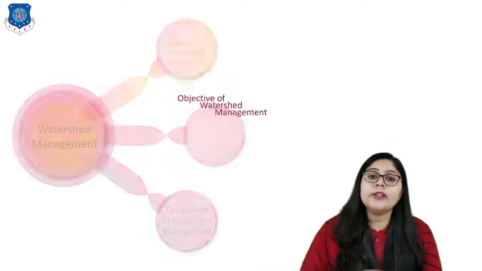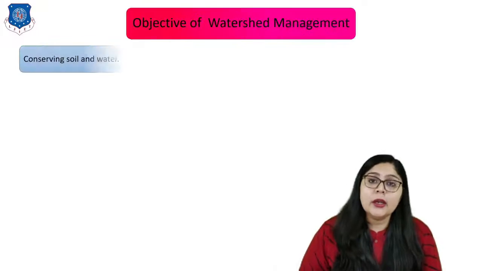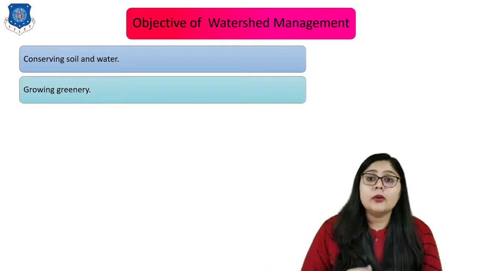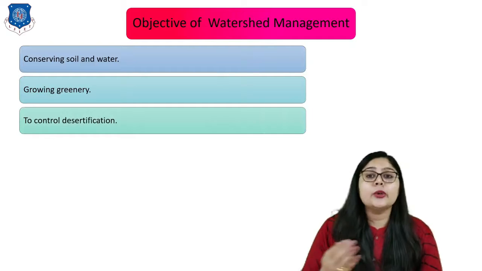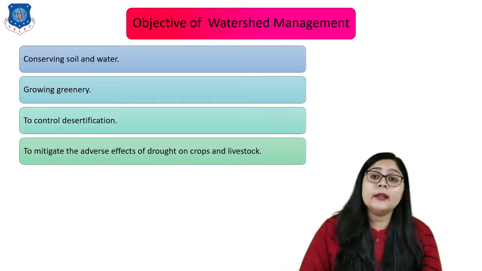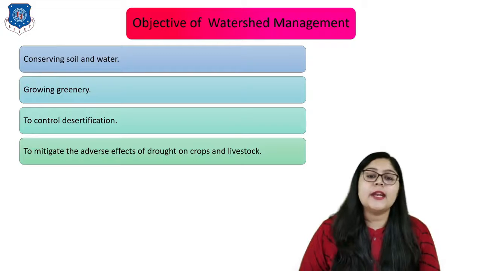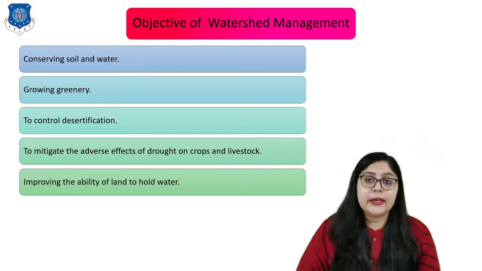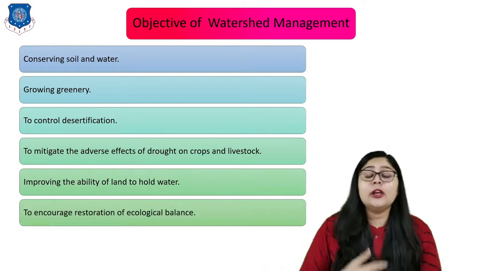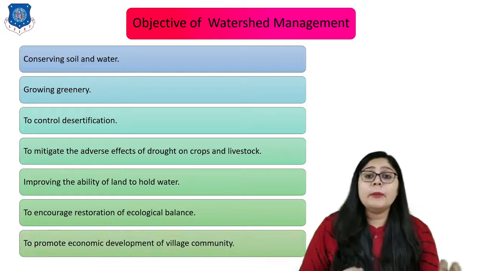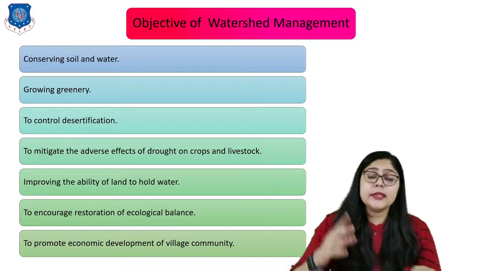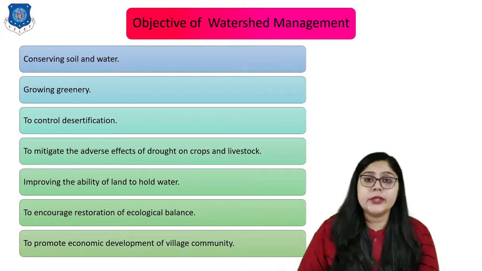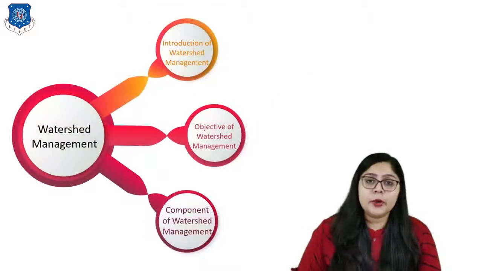Now let us see the objective of watershed management. So here I can say the conserving of soil and water can be done. Even we can grow greeneries. Even we can control the desertification. Even to mitigate the adverse effect of drought on crops and livestock can be possible. Improving the ability of land to hold the water, right? To encourage restoration of ecological balance, right? To promote economic development of village communities. So here you can see these all are the very important objectives for watershed management to balance our ecosystem, right? So these are the very important terms.